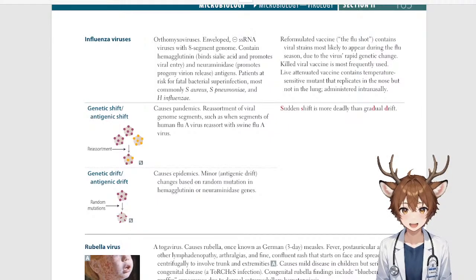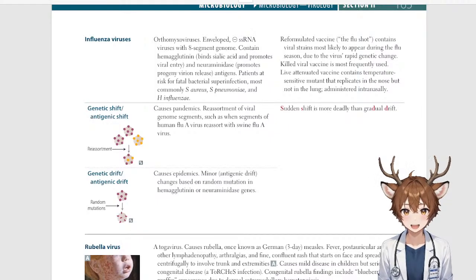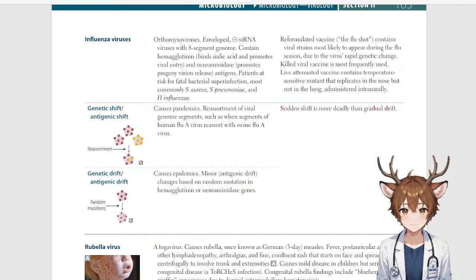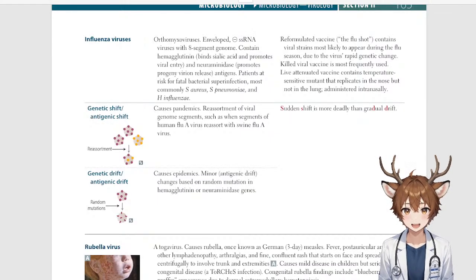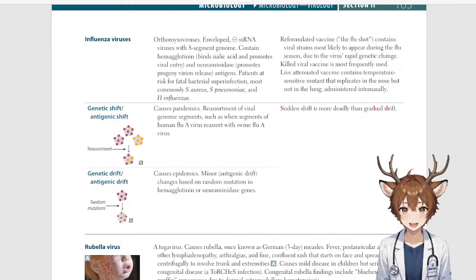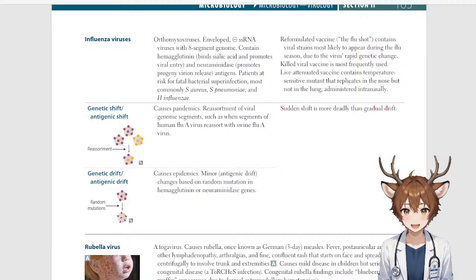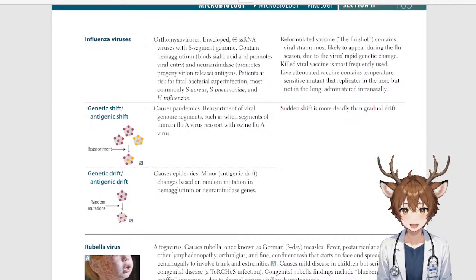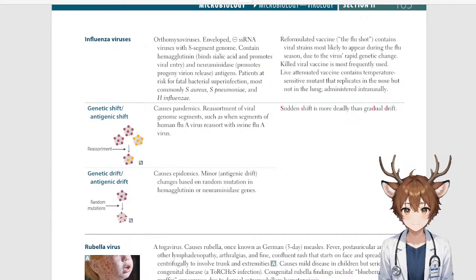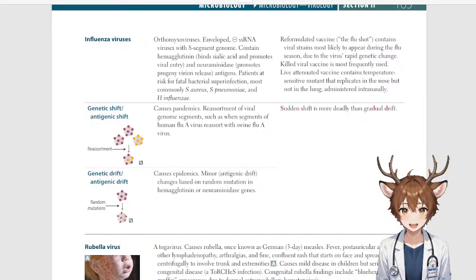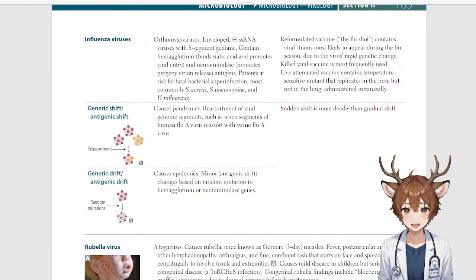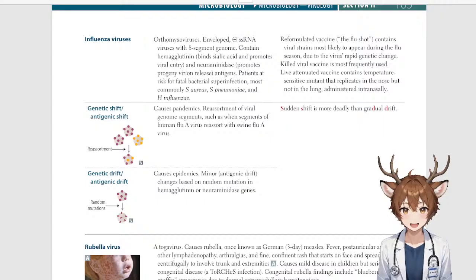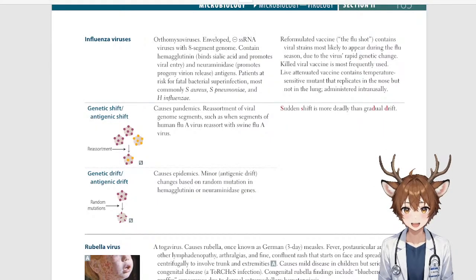Reformulated vaccine, the flu shot, contains viral strains most likely to appear during the flu season due to the virus's rapid genetic change. There's always issues with vaccination in this context because they just so rapidly evolve. So there is always, it's not perfect. It's not a perfect thing just because we know how quickly these things evolve over time. Killed viral vaccine is most frequently used. Live attenuated vaccine contains a temperature-sensitive mutant that replicates in the nose but not in the lung. Administered intranasally, sudden shift is more deadly than gradual drift.